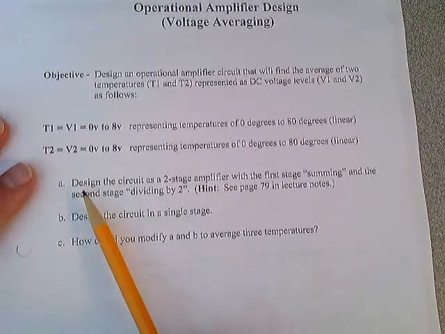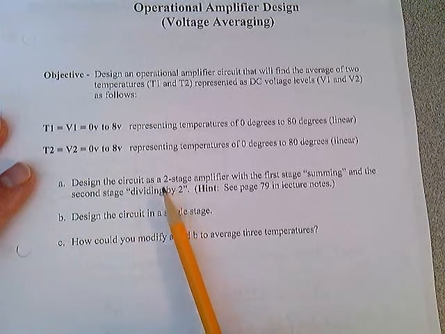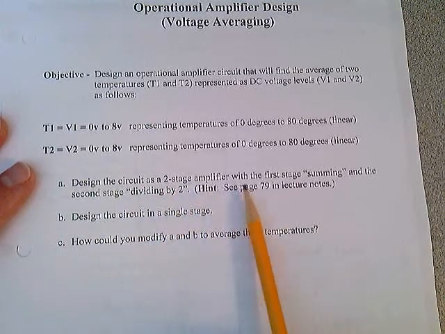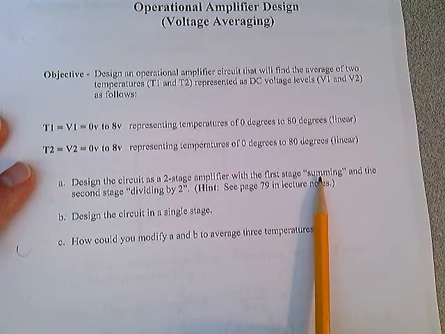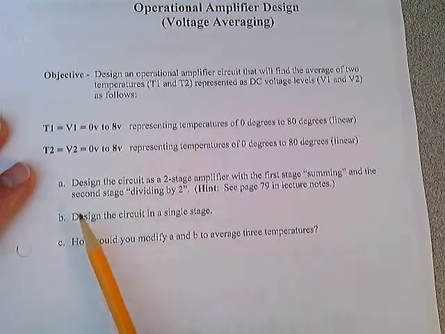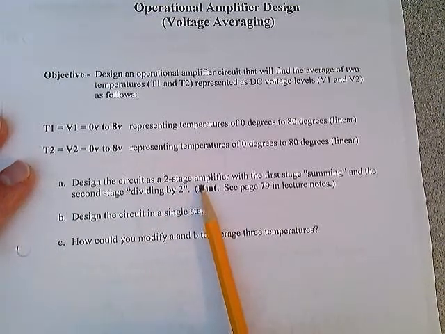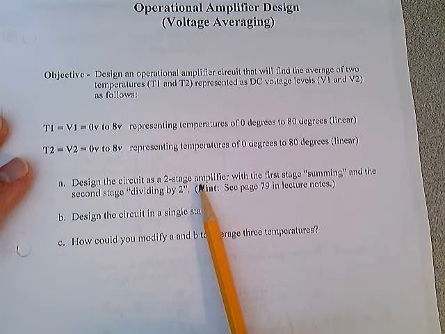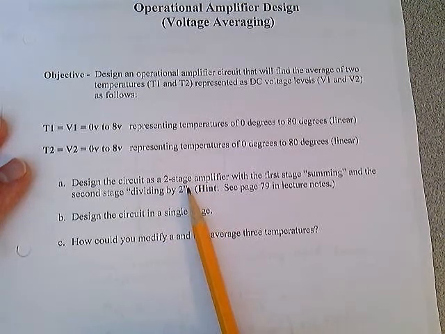What I'd like you to do is 3 parts to this. First, design a circuit that has a 2-stage amplifier, with the first stage summing the 2 voltages, and the second stage dividing by 2, so we can get an average. So you find the average, you sum them up and divide by 2. I'm going to divide that into 2 stages. Well, you have summing amplifiers. You know how to divide by 2. You know how to multiply by 2.